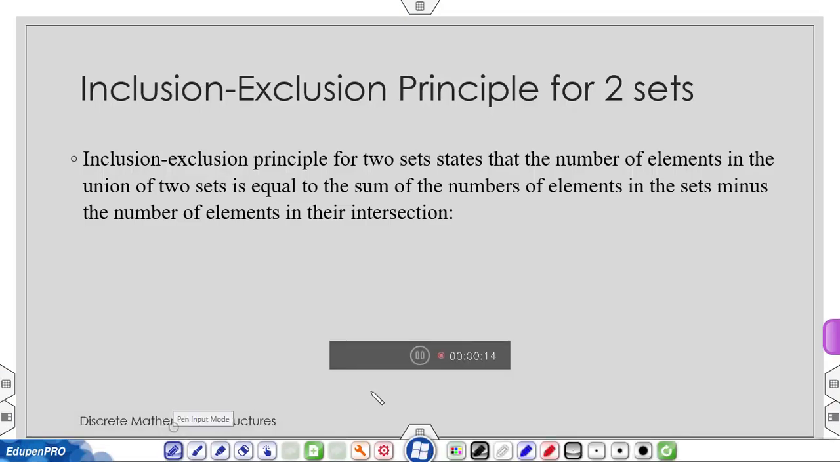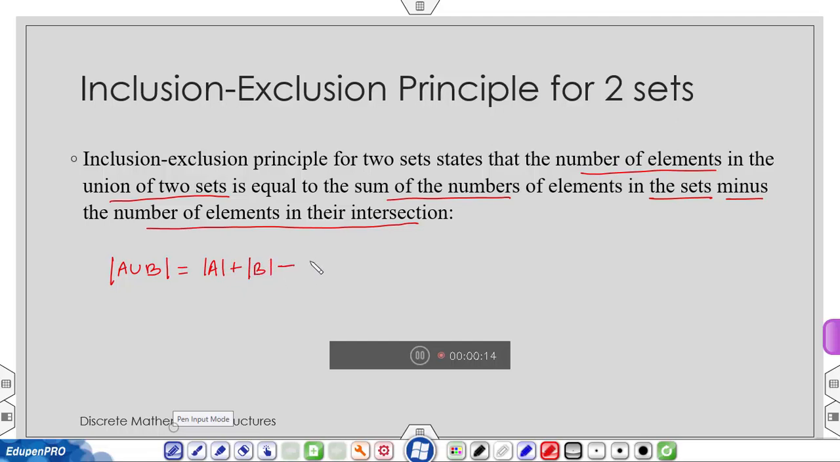The inclusion-exclusion principle for two sets states that the number of elements in the union of two sets is equal to the sum of the numbers of elements in the individual sets minus the number of elements in their intersection. That means the number of elements in A union B is equal to the number of elements in A plus the number of elements in B minus the number of elements in A intersection B. Here, |A| represents the cardinality of set A, or we can say the number of elements in set A.